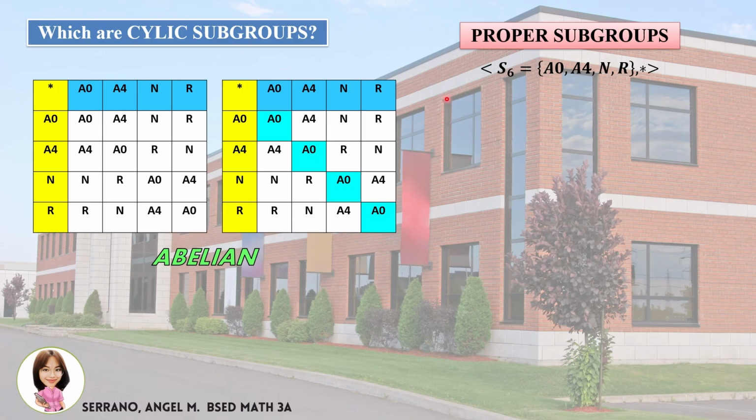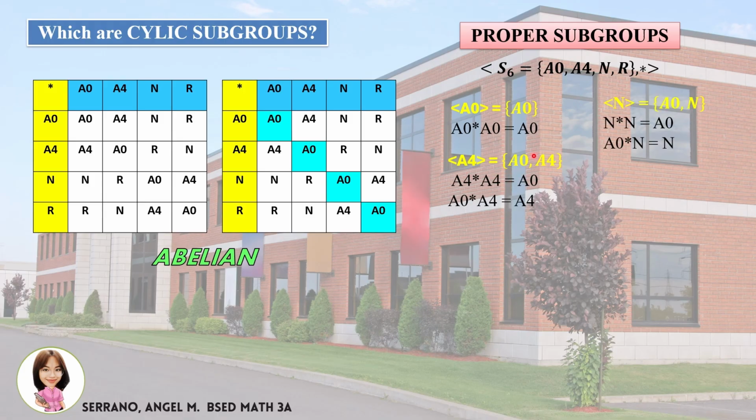Let's see. Starting with the element generated by A0, which is A0, it is automatically not a generator of S sub 6 since it didn't generate the entire group. Next, let's have the elements generated by A4. Obviously, it is also not a generator of S sub 6 since it didn't generate the entire group of S sub 6. And it is obviously also not a generator of S sub 6 since it didn't generate the entire group of S sub 6.